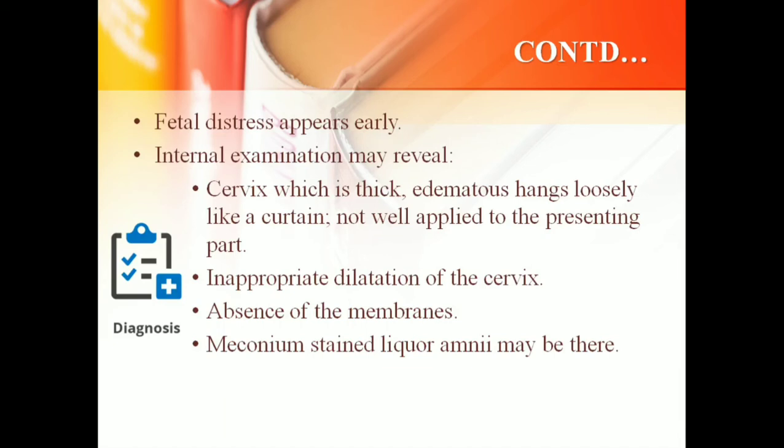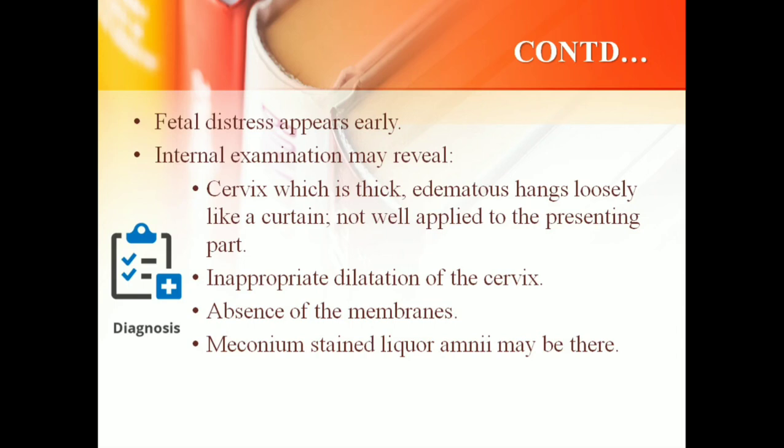Then internal examination. If we do internal examination, we see that the cervix is thick, edematous, and hangs loosely like a curtain, not well applied to the presenting part of the fetus. Then there is inappropriate dilatation of the cervix. It will be slow. Dilatation will be slow. So these are all the diagnostic findings.